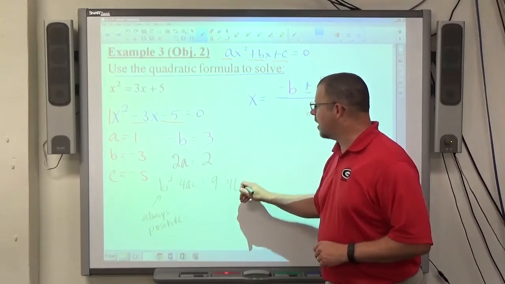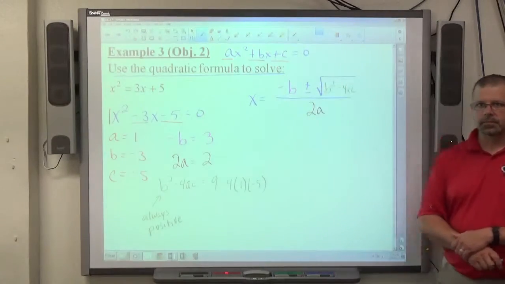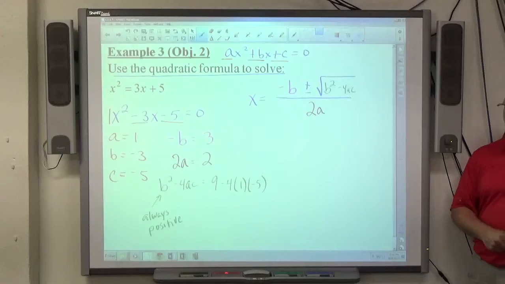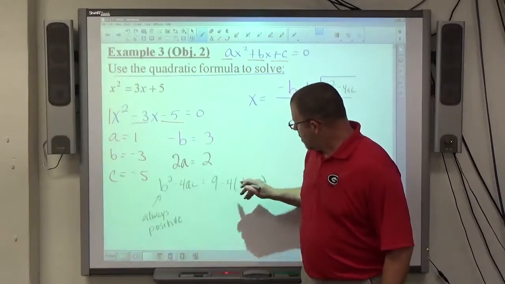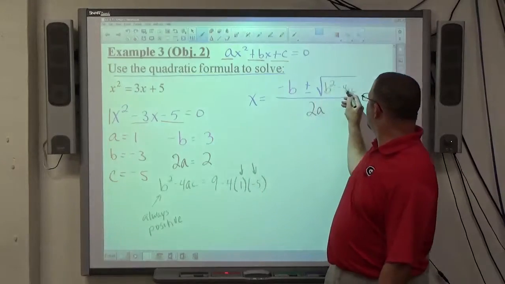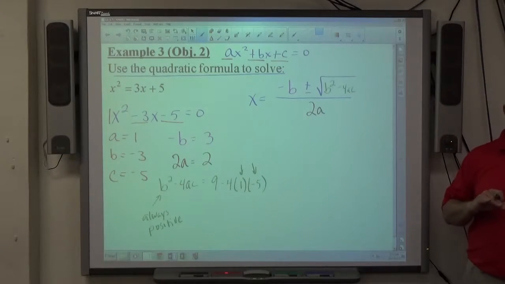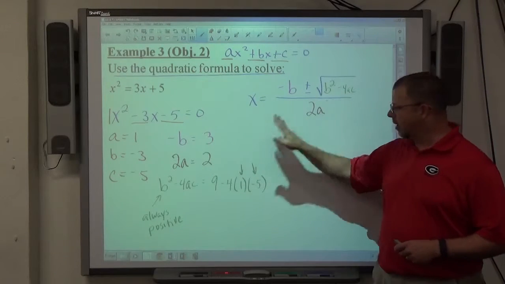Minus 4 times A, which is 1, times C, which is negative 5. Alright, so here's A, here's C, and this number 4 is just a magical 4 that's part of the formula. Alright, that 4 is always there. It had to do with when we did complete the square to solve the quadratic formula. The 4 just showed up in our work when we got a common denominator. So that 4 is just part of the formula, let it be there.